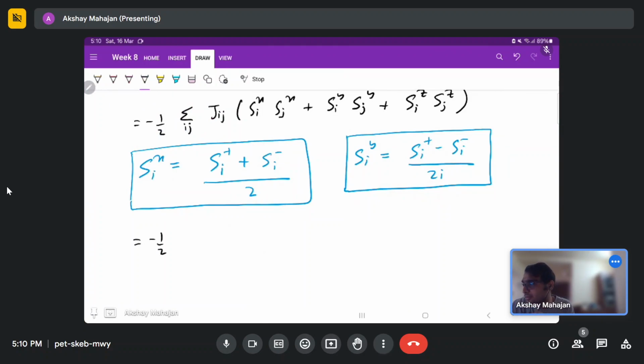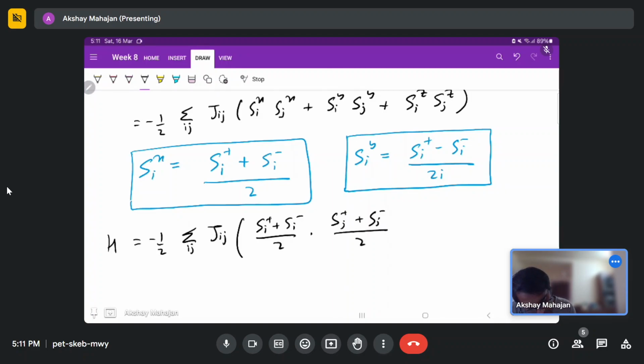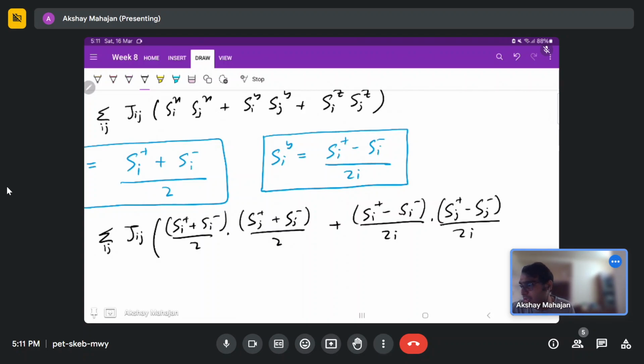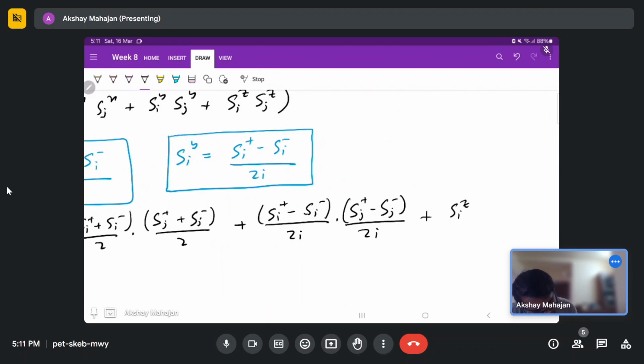We have minus half, so H will be equal to minus half summation over i,j of J_ij times S_i plus plus S_i minus divided by 2, dot S_j plus plus S_j minus divided by 2, plus S_i plus minus S_i minus divided by 2i, times S_j plus minus S_j minus divided by 2i, plus whatever it is in the z direction, S_iz dot S_jz.